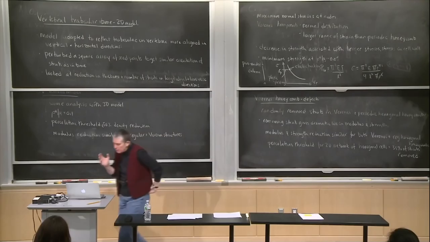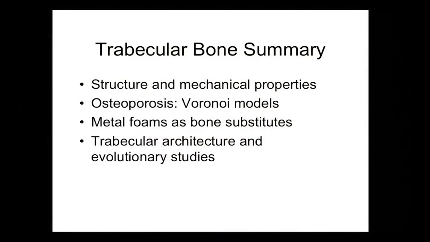I have one little summary here. Just to summarize what we've done on trabecular bone this week, we talked about the structure of the bone, we talked about mechanical properties and the foam models, we talked about osteoporosis and the Voronoi models, and how you can try to represent the loss of bone and the loss of bone strength using those models. I talked just a little bit about using metal foams as bone substitutes or coatings as implants, and then this little bit on trabecular architecture and evolutionary studies.